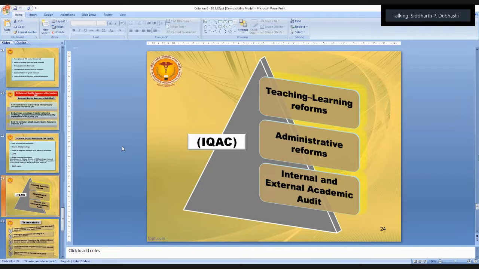So NAAC is once in 5 years. This you usually conduct once in 2 or 3 years, academic audits. You can have 2 audits in 5 years. And then, whether the IQAC has looked into the recommendations given by these committees will also be looked into by NAAC.